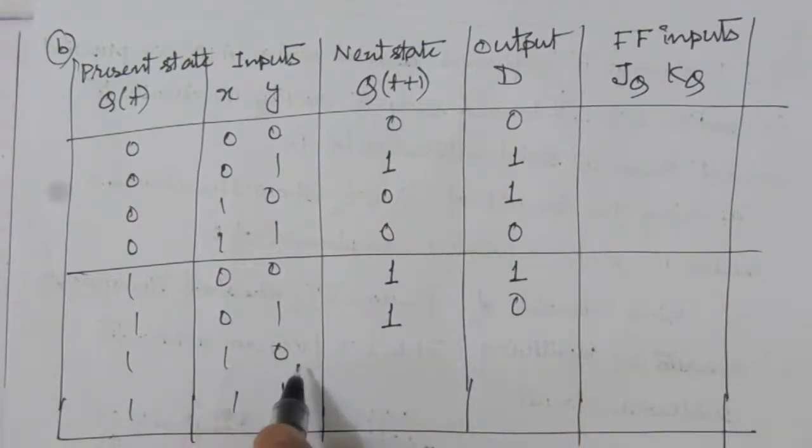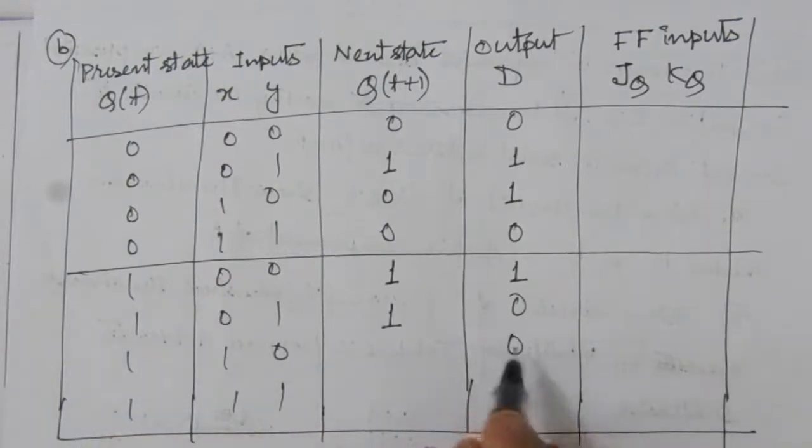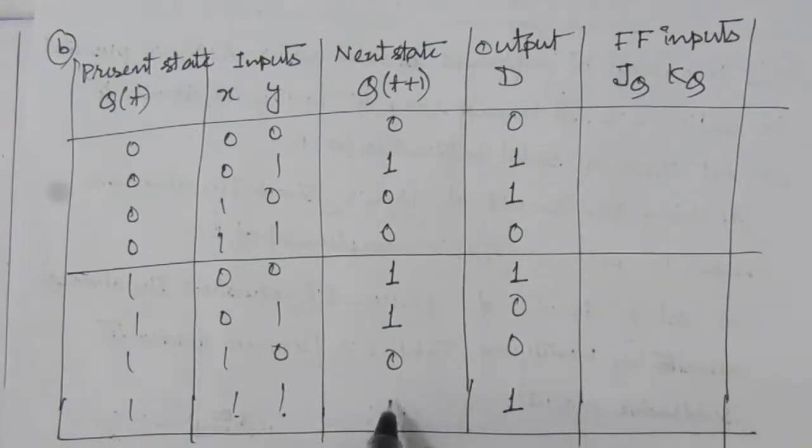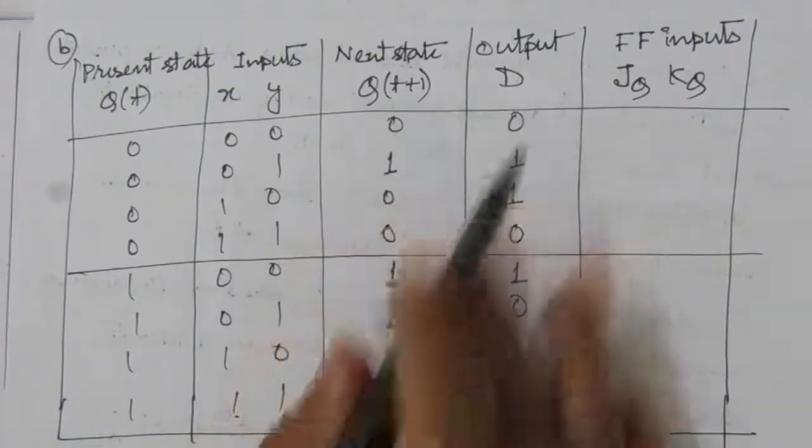Next we have 1 minus 0, so it will be 1, and 1 minus 1 will be 0. So difference is 0 and borrow is 0. Next we have 1 minus 1, so the difference is 0, borrow is 0. From 0 we have to subtract again 1, so we'll have here difference is 1 and borrow is also 1. So we have got the next state values and the difference output values.